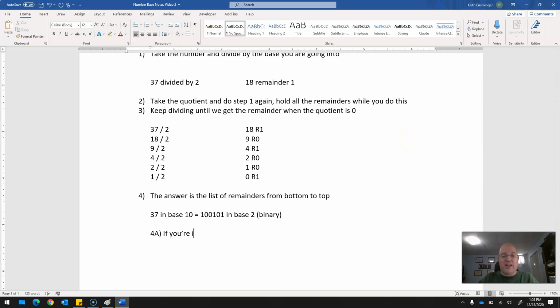If you're in hexadecimal, convert any remainders over 9 to A through F, because remember, there is no such thing as like 11 in hexadecimal. It's really the letter B. We'll do an example of that here in a second.